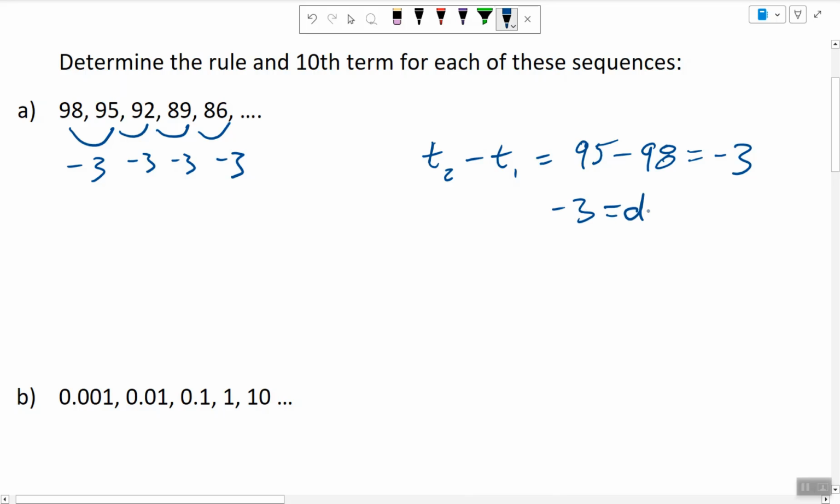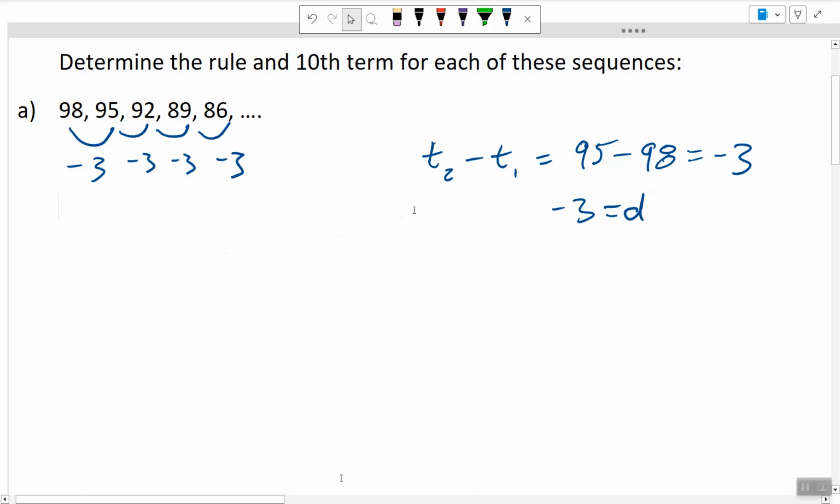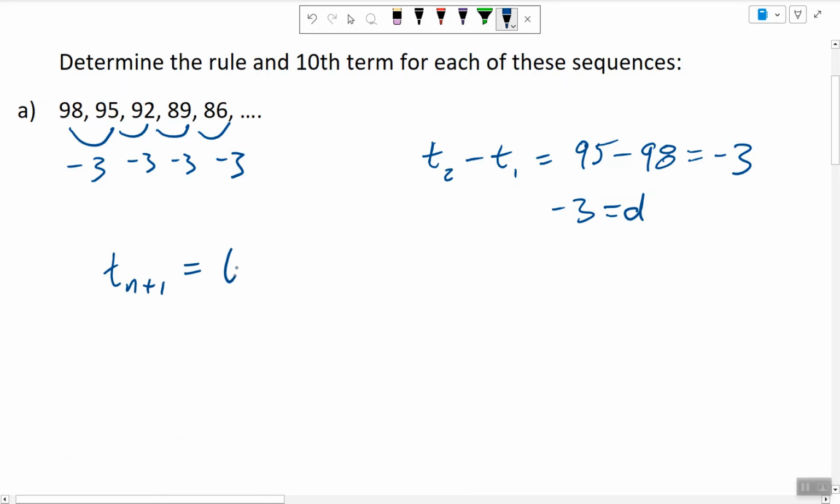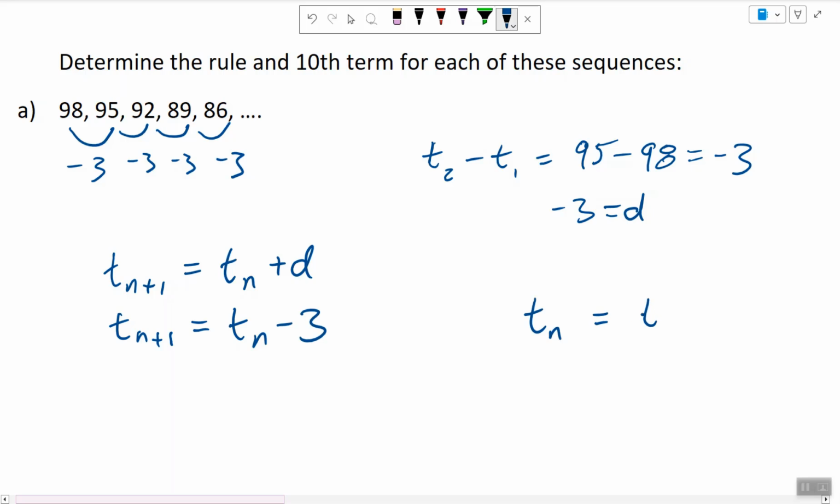D, for difference. Okay, the next thing is to figure out the rule. So there are two types of rules we could have. General. So there's this one, where you're literally just substituting in the d. So Tn is the nth term. T for term, the nth term. So it's asking for the 10th term.